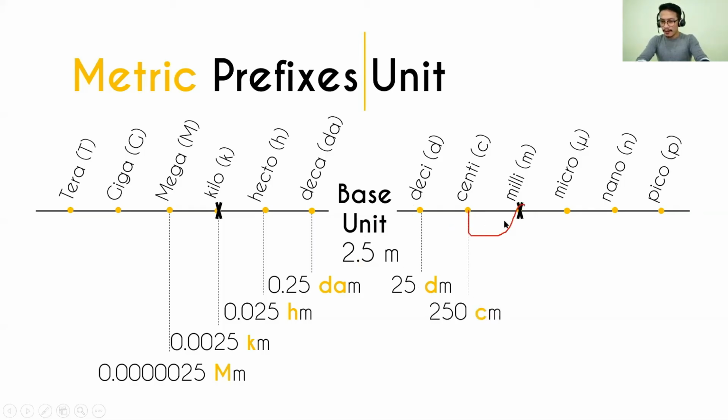What if we are going to move from centi to milli? So from centi to milli, how many zeros? Isa lang. 2,500. I hope that makes sense.